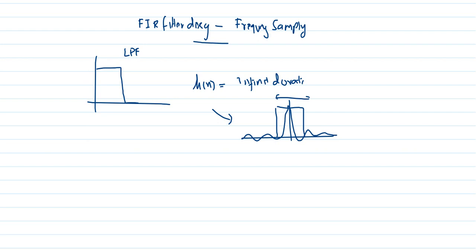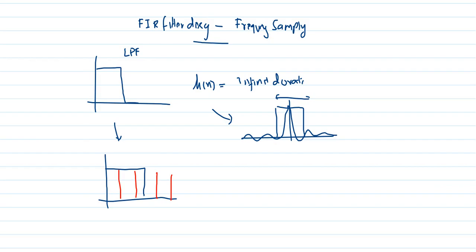Now in this case, you take the original frequency response and you sample it. This is your frequency response. You collect samples from it at equidistant points. You take 4 samples, say, for example.